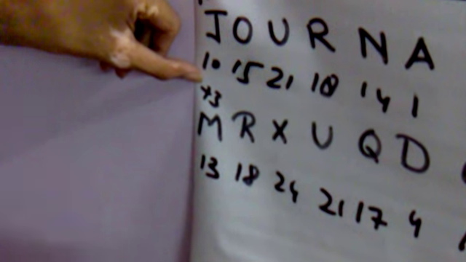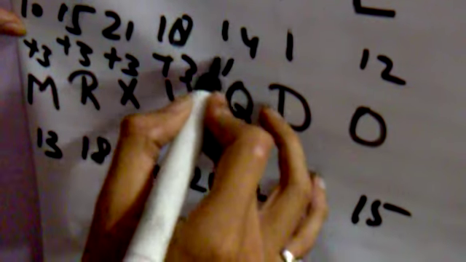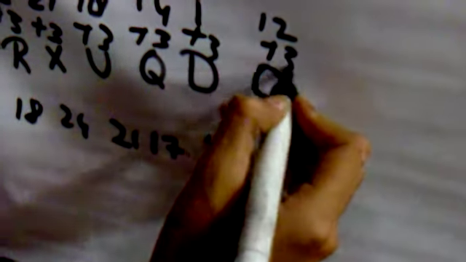Okay, let's see. The difference between them is plus 3. 10 and 13, 10 plus 3 is 13. 15 plus 3 is 18. 21 plus 3 is 24. 18 plus 3 is 21. 14 plus 3 is 17. 1 plus 3 is 4. And 12 plus 3 goes on to be 15.